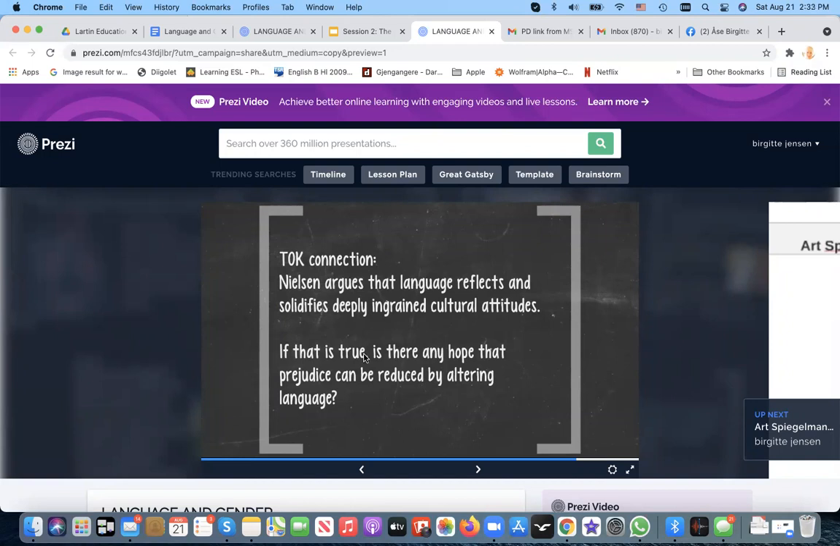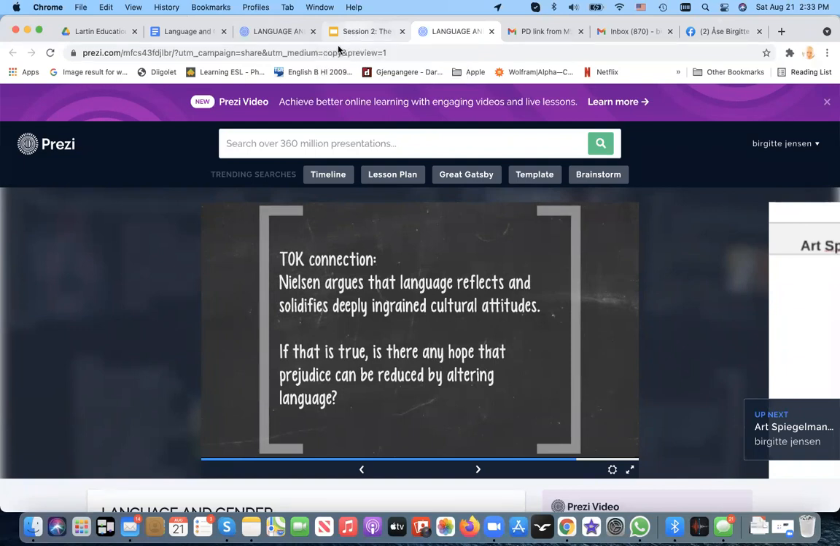So if that is true, is there hope that prejudice can be reduced by altering the language? That's a question I pose to my students, and that's a critical thinking skill, which we talked about last time when we met, that I want my students to think about the language that they use in my language class.